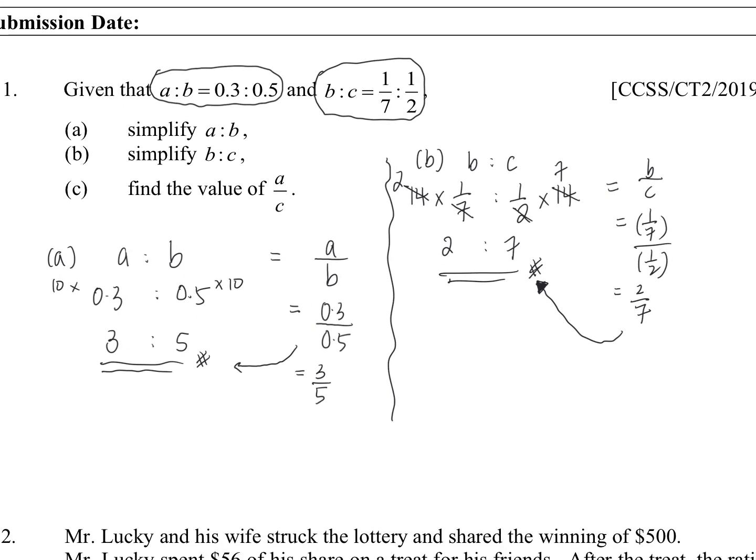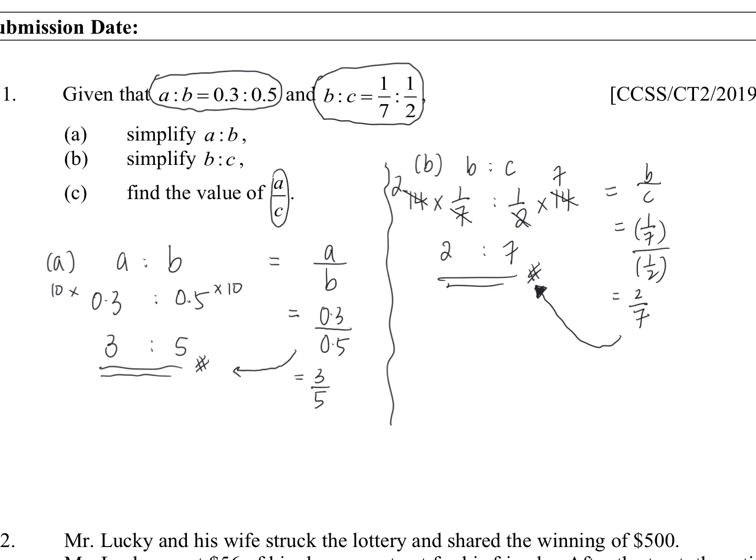But the last one, they want you to compare between A and C. So in order to do that, you need to put all three together. A and B is 3:5. B and C is 2:7. So I hope you can see that the overlapping unit between them is B. You need to make sure that the size of the individual unit is the same before you can compare the three together. So I need to make both of them 10. I'm going to multiply by 2 here, multiply by 5 here.